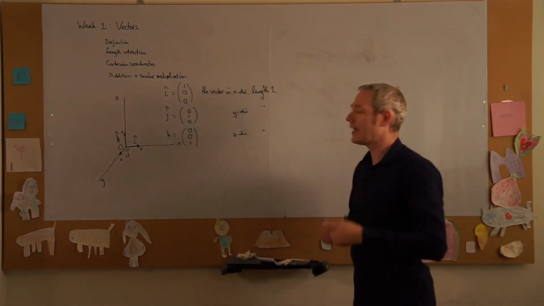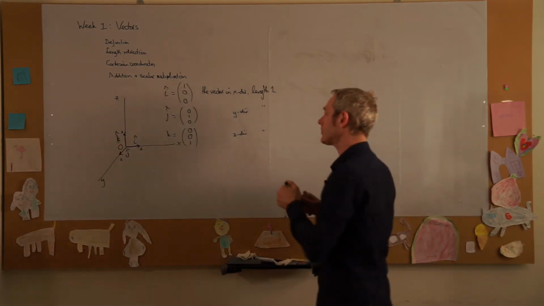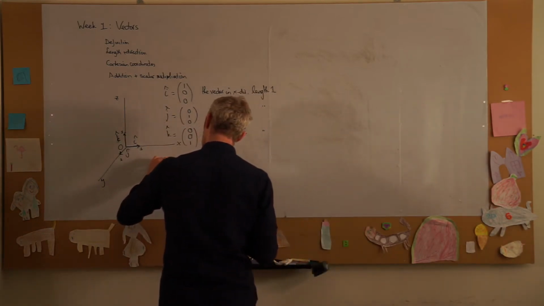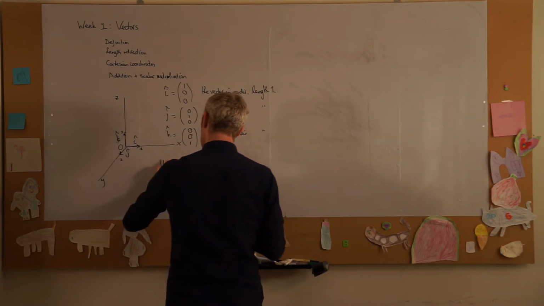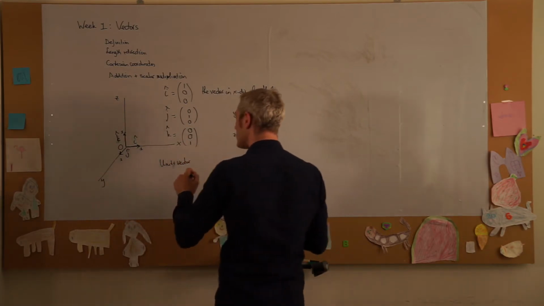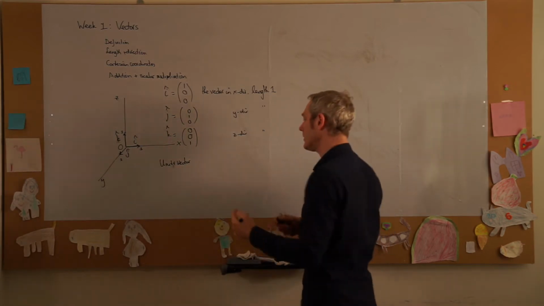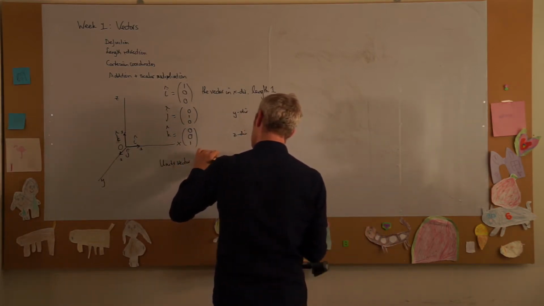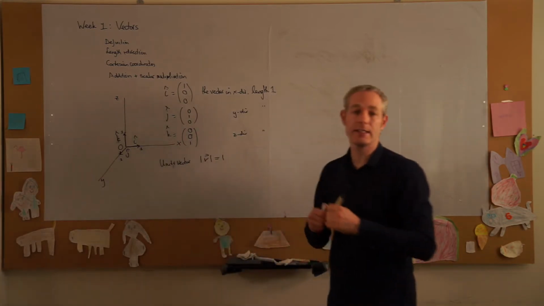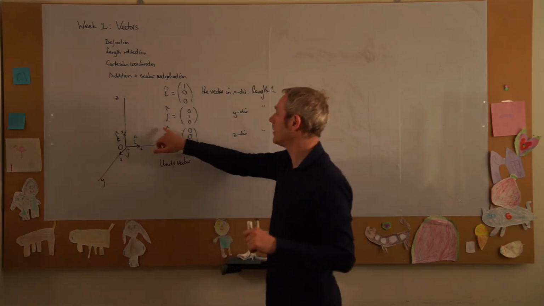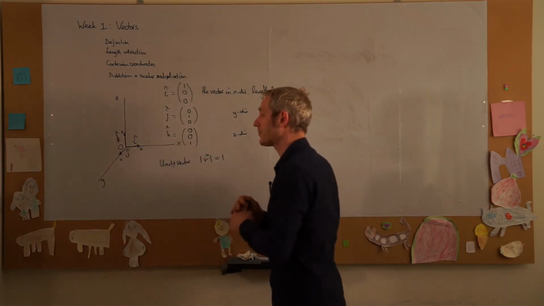Now, if a vector has length 1, we call it a unit vector. So a vector is a unit vector if its length is equal to 1. And if it is a unit vector, sometimes we write, instead of an arrow above the letter, a little hat.